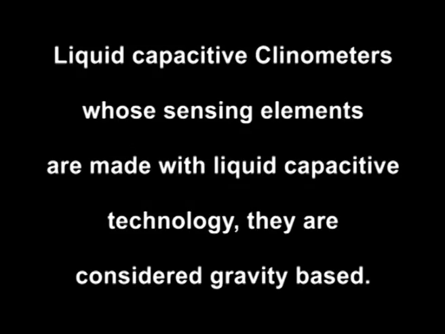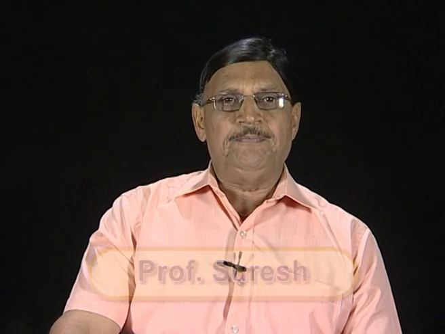Liquid capacitive clinometer. Liquid capacitive clinometers, whose sensing elements are made with liquid capacitive technology, are considered gravity based. The best way to understand how they work is to think of a disc-like cavity that is half filled with dielectric liquid. One of the sides of the cavity has an etched conductor plate that is used to form one of the conductors of a variable parallel plate capacitor. The liquid along with the other side of the cavity forms the other plate of the capacitor.